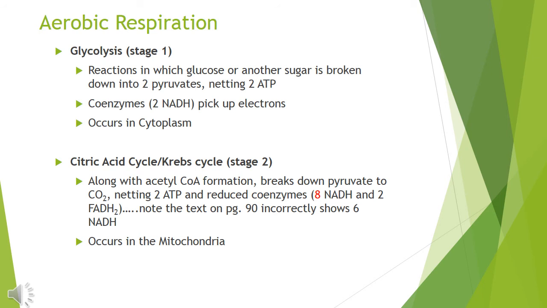There's a note here that says the text on page 90 incorrectly shows 6 NADH. That is actually for a different textbook, not the one that you're working on, the textbook called Concepts of Biology for the Bio 156 class. So just ignore that little note. There are 8 NADH and 2 FADH coenzymes produced, okay?